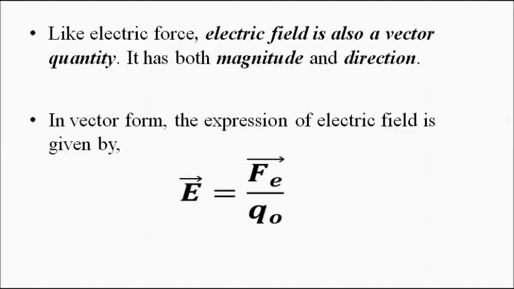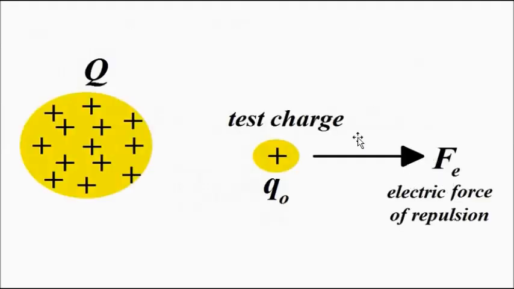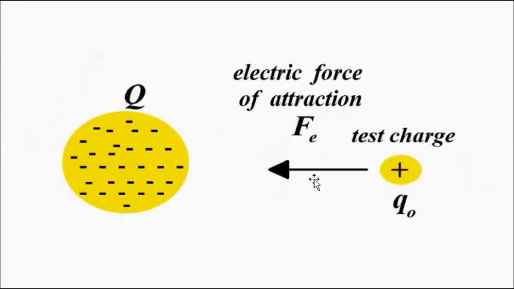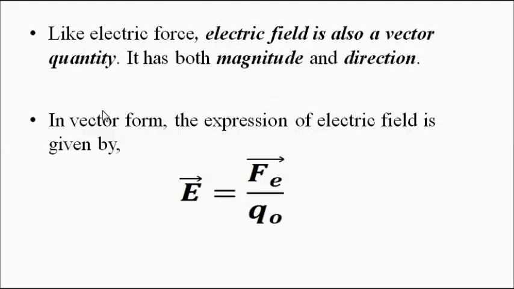As electric field is a vector, it has both magnitude and direction, because depending on whether it is a positive or negative system of charges, the direction of the force will be different. In this case it is an electric force of repulsion, in this case an electric force of attraction. The directions are opposite, so in vector form the electric field E vector is equal to Fe vector by Q0. Same expression, just the vector symbol will come up.